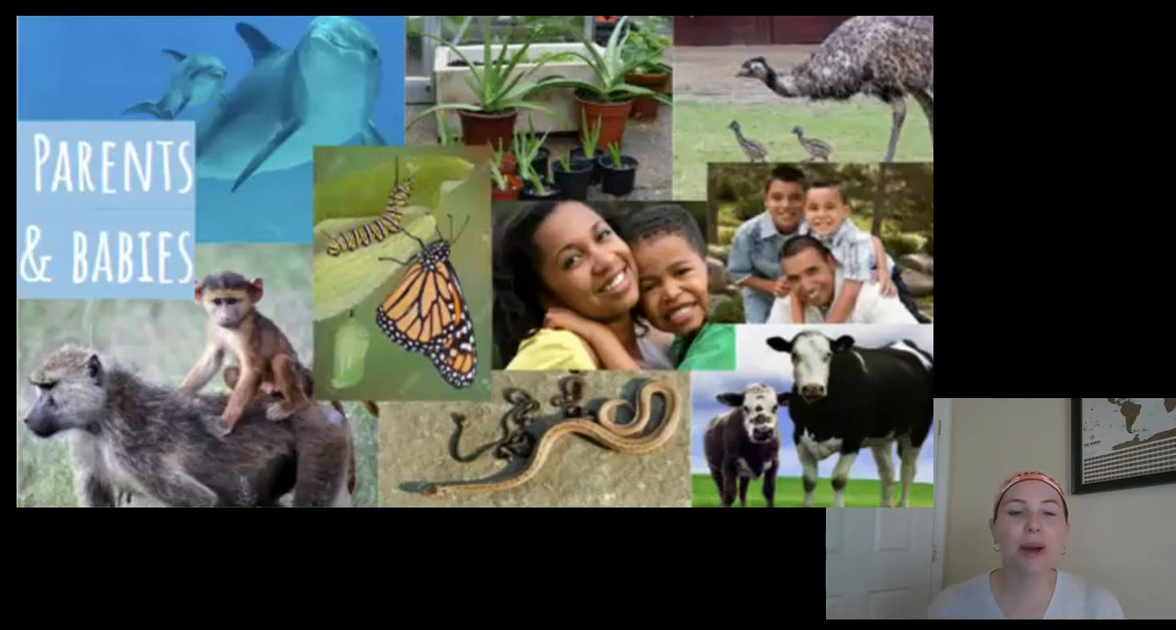Today we're going to talk about parents and their babies. Look at this picture on the slide. Do you see all the different kinds of living things? Dolphins, monkeys, emus, snakes, cows, butterflies, plants, and people. How could we compare the adults and their babies?